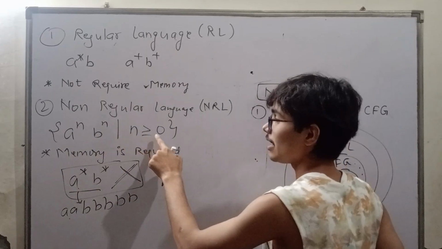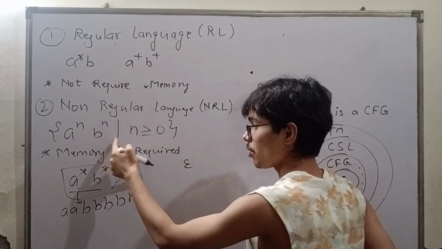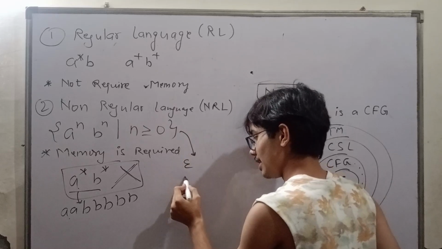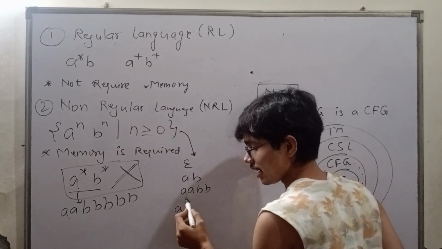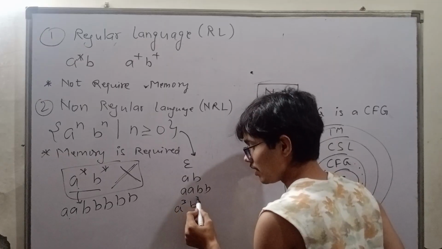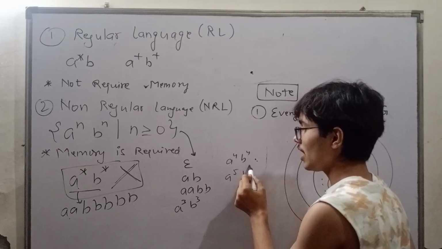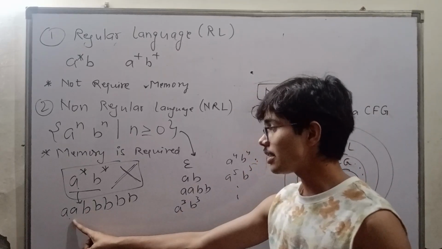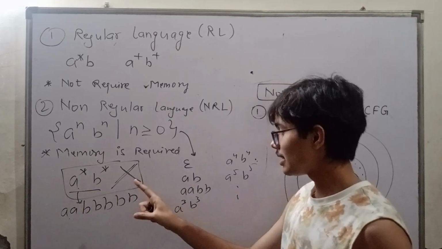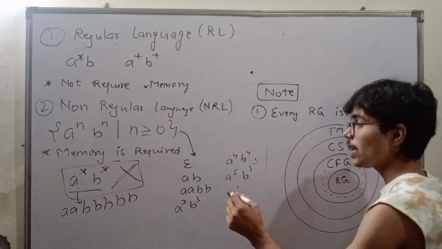You can write 0 here as well. You can generate epsilon from this. You can generate ab, aabb. That means a power 3, b power 3, a power 4, b power 4, a power 5, b power 5, and so on. This is accepted by this, but this is not accepted by that. So for this purpose, we require memory.